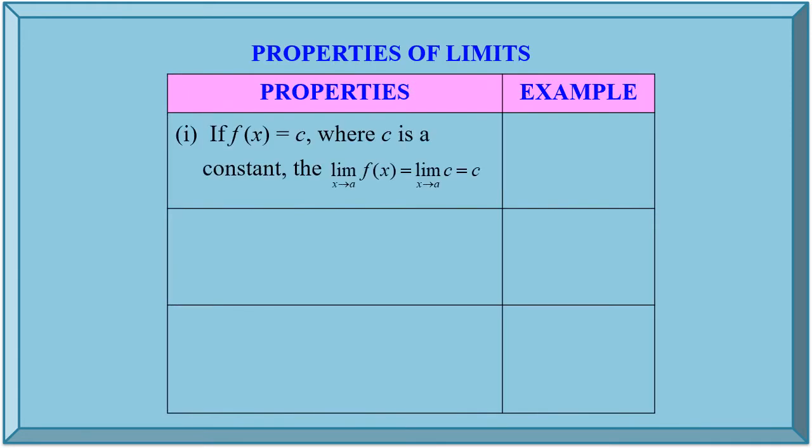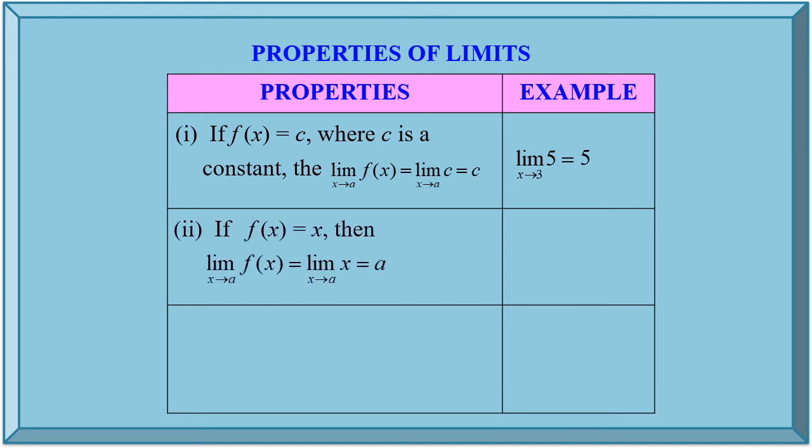For example, if f(x) equals c, where c is a constant, then the limit of f(x) as x approaches a is equal to the limit of c as x approaches a. So if it's a constant, the limit is also that constant. For example, the limit of 5 as x approaches 3 is 5. The second one, if f(x) equals x, then the limit of f(x) as x approaches a equals the limit of x as x approaches a, which is equal to the value of a itself. So the limit of x as x approaches 4 is equal to, what is a? a is 4, so it's equal to 4.